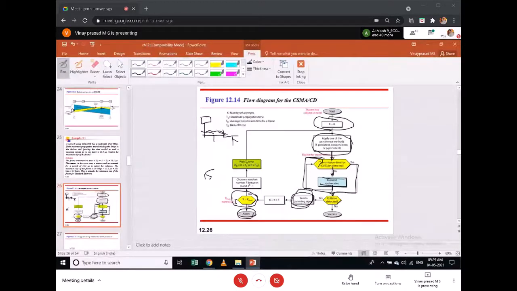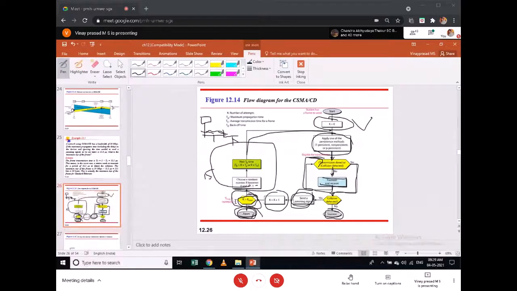Okay, if no, then it is successful. Then I will increment the K value and check how many attempts I have made. If it is greater than 15, then I will abort this session. If not, then I will use the binary exponential backoff algorithm. After choosing the backoff, I will go with the persistence method again and repeat the same thing again and again. So this is the collision detection method. Is it clear?